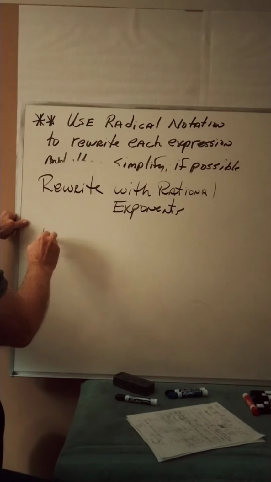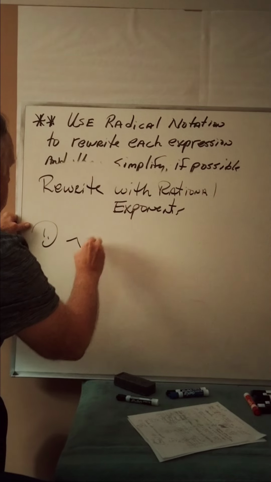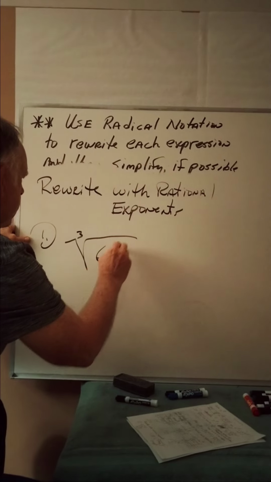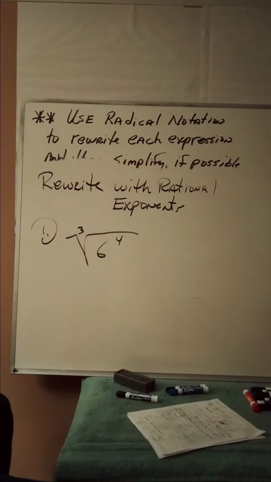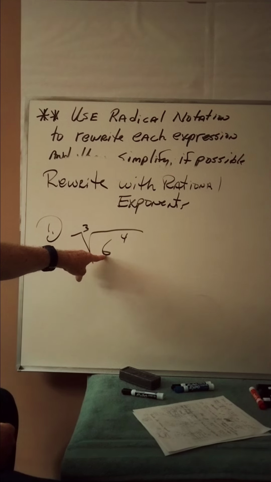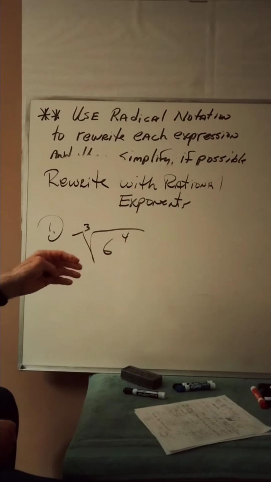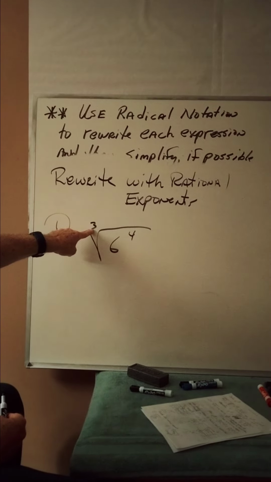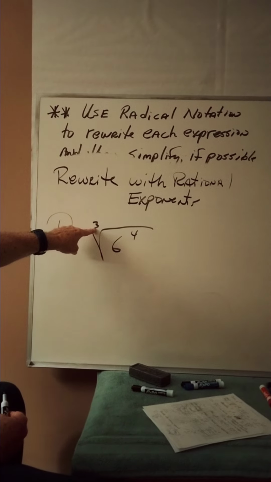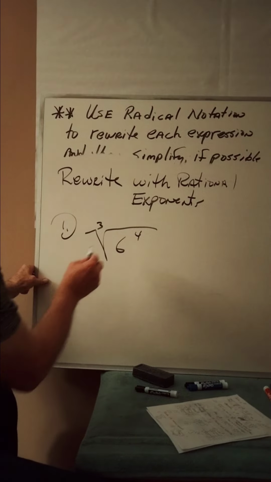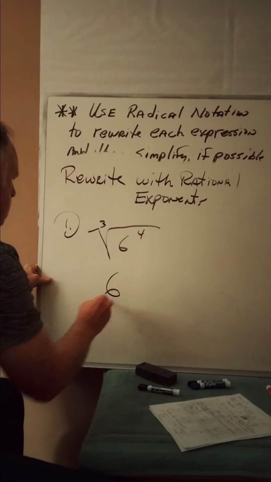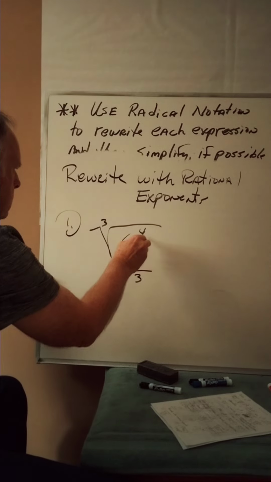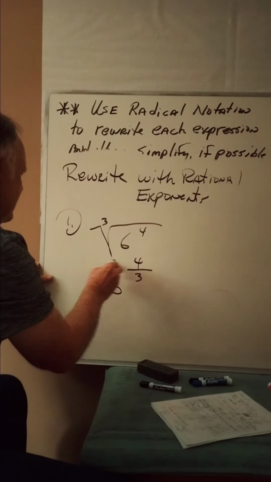And let's say we're given this radical, the cube root of 6 to the 4th. The radicand of 6 becomes the base of the exponential expression. The index of 3 is going to become the denominator of the rational exponent. Take that 6 and bring it down. Make the fraction bar. Index of 3 is the denominator. Exponent of 4 is the numerator. Done.